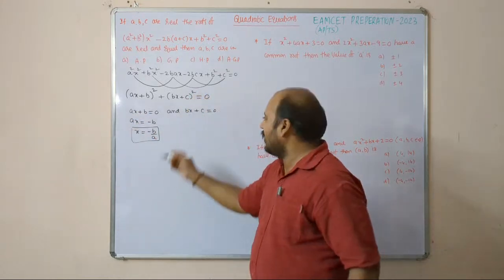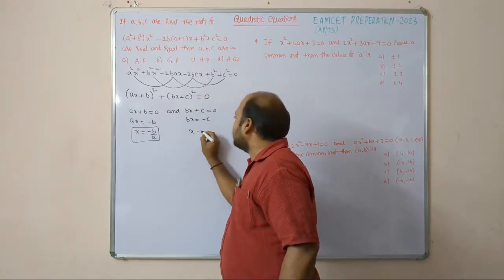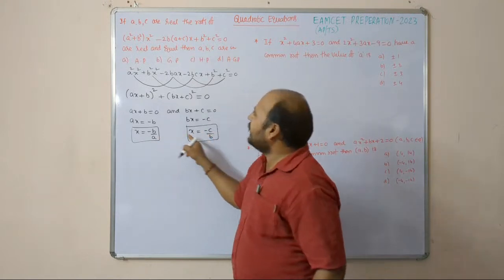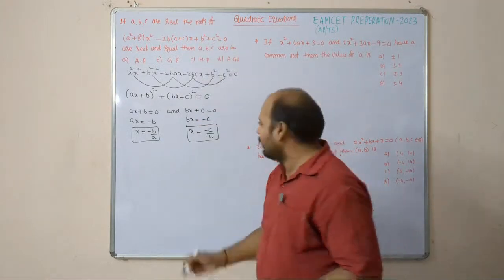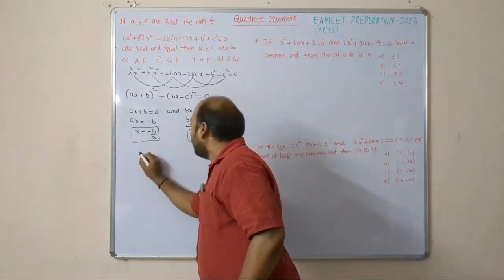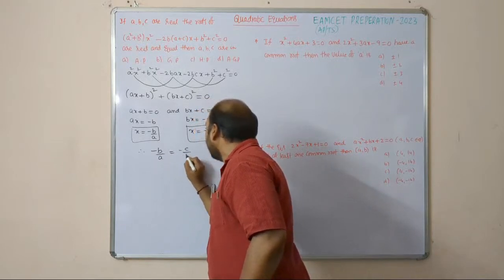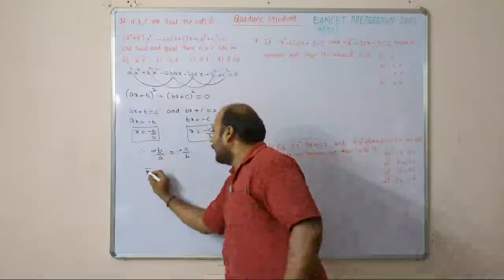Okay, dear students, now come to here. bx is equal to minus c, x is equal to minus c by b. x is a root of this quadratic equation, it satisfies both, so both the x values are equal. Minus b by a is equal to minus c by b. Both sides minus cancel, and cross multiply.